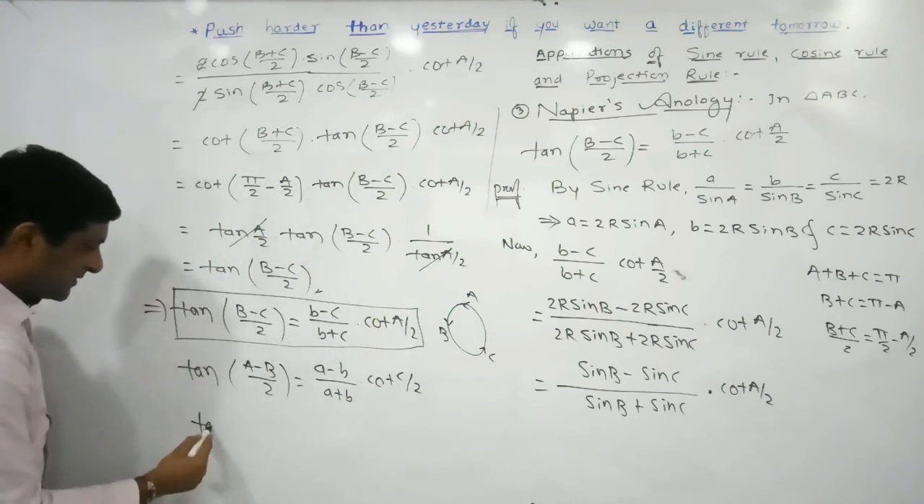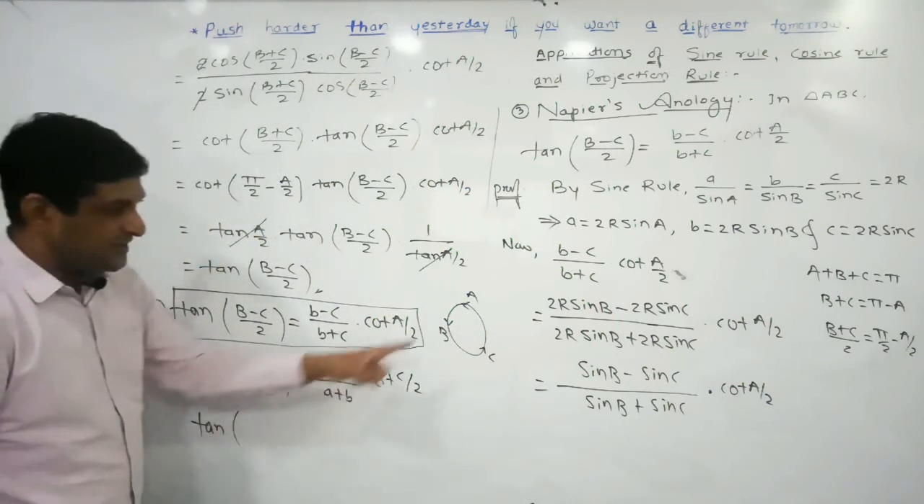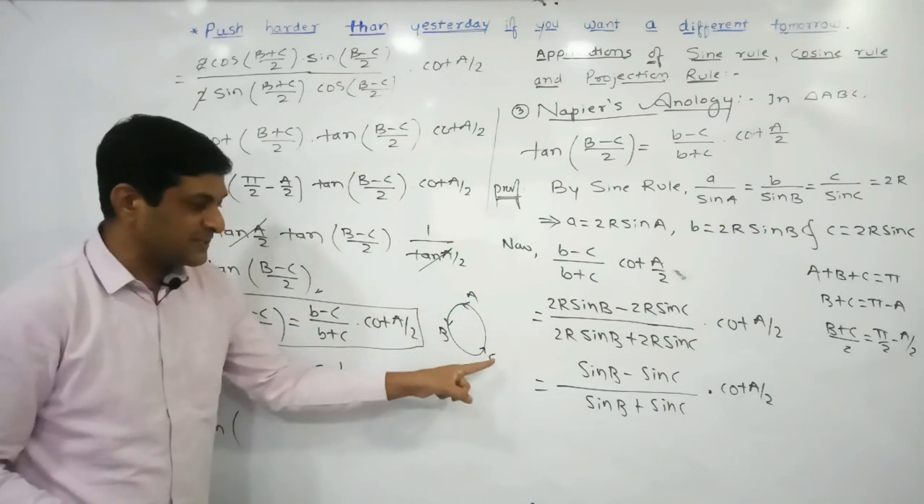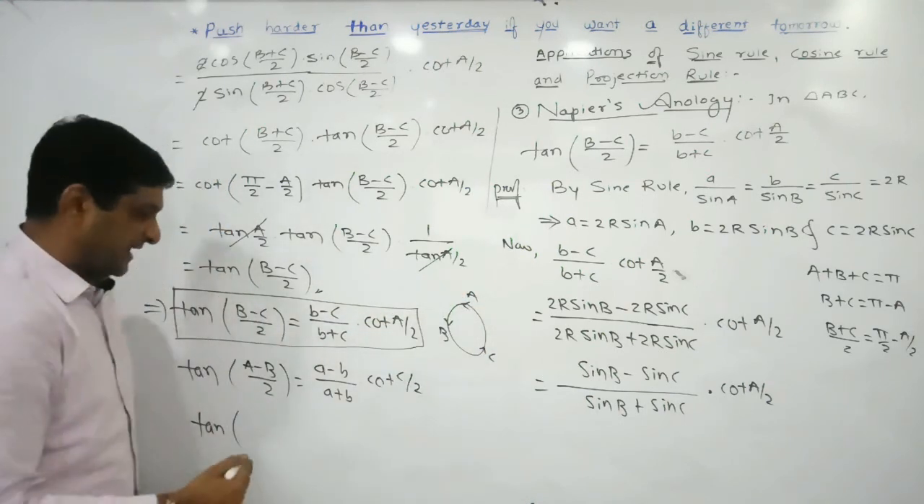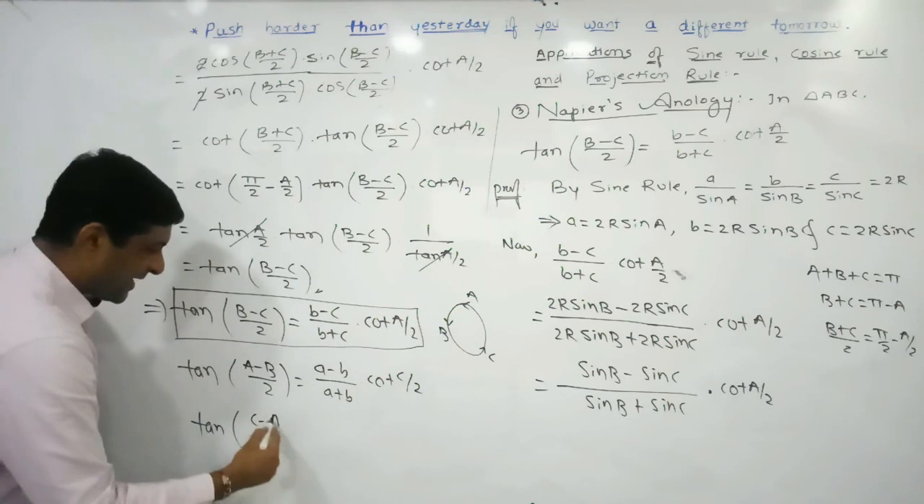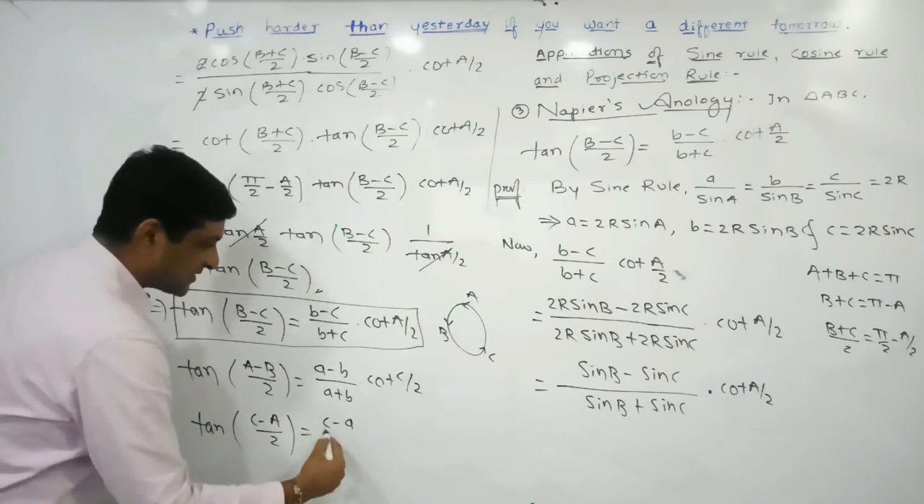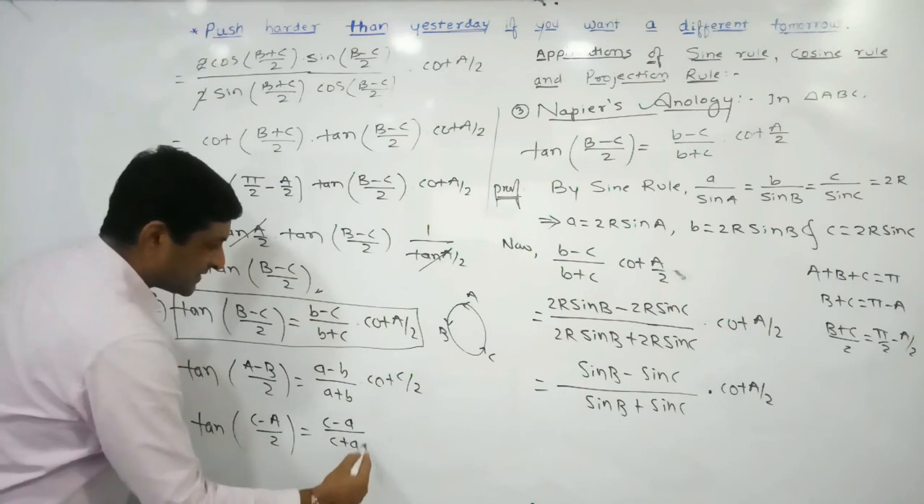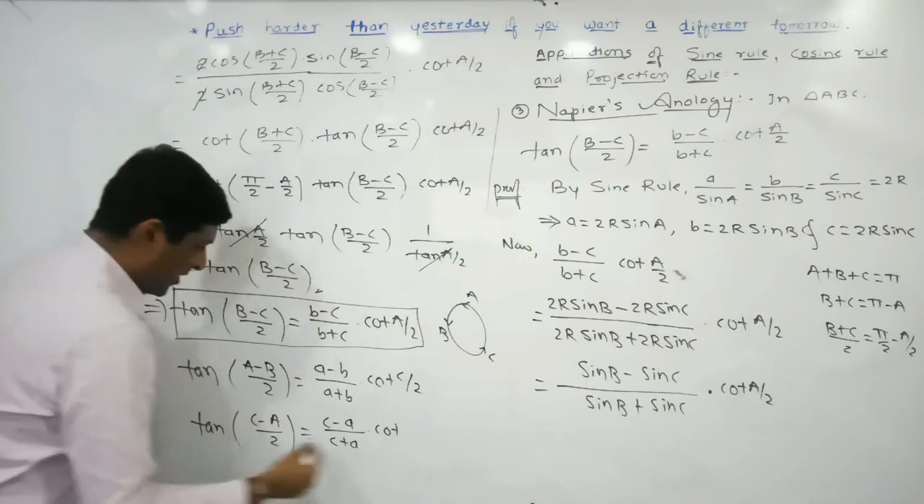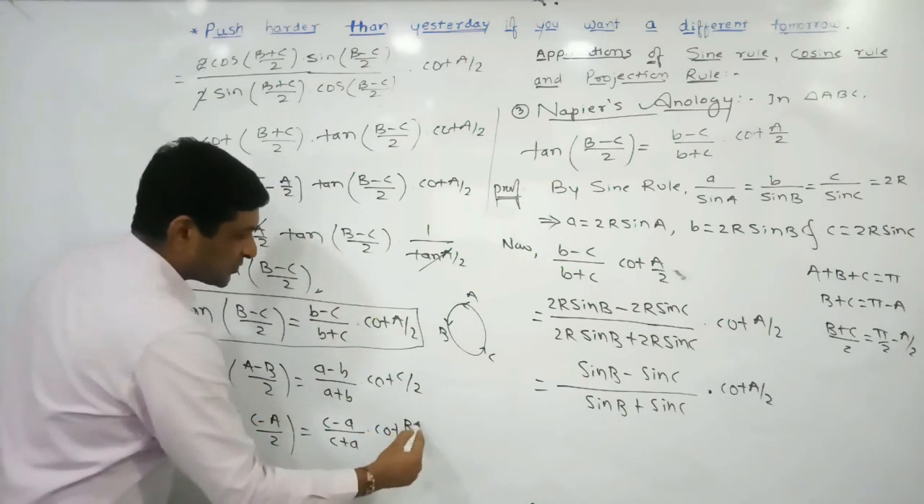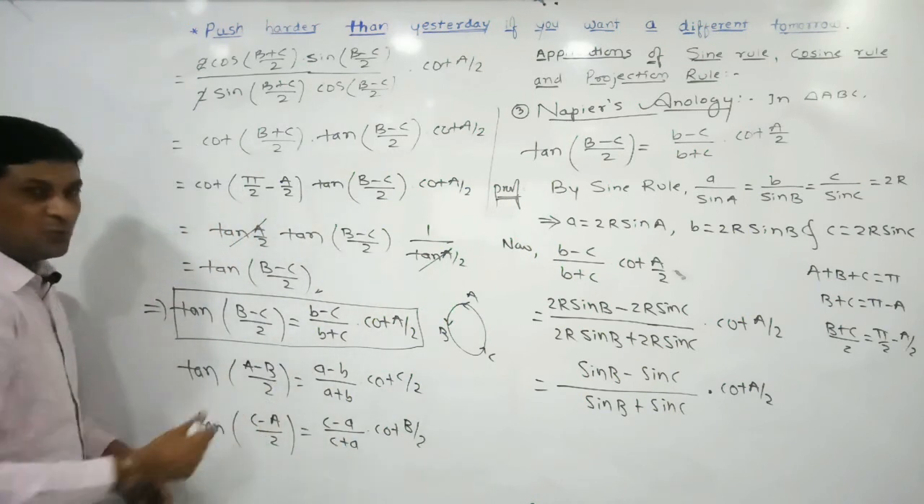And again, we have got here A minus B, B minus C, and the third possibility is what? C minus A. In case C minus A upon 2 is there, then on this side what will we get? (C minus A) upon (C plus A) into cot what? Cot B by 2.